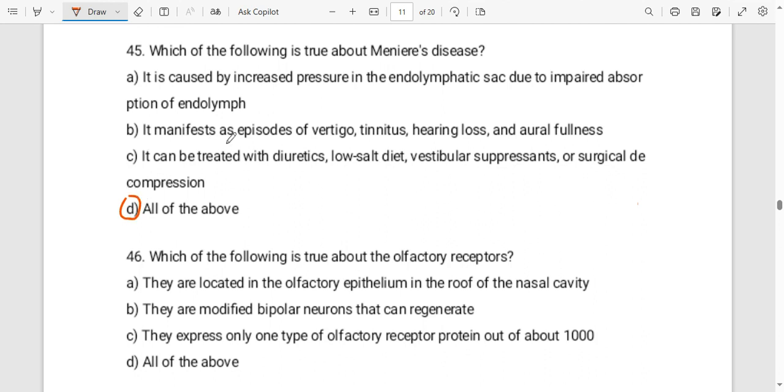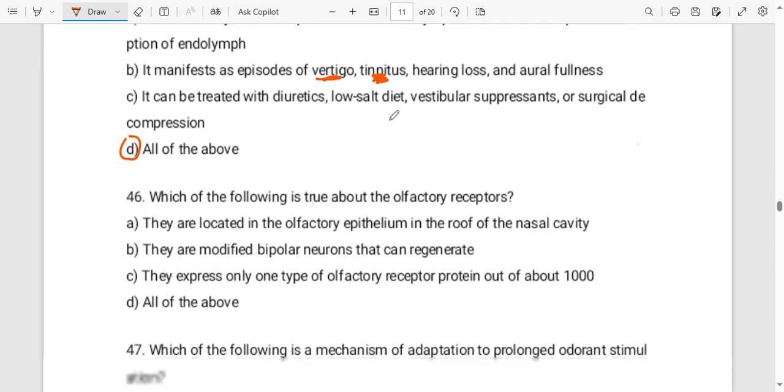So this is how they manifest when someone has got this disease. You feel like you are spinning, but then you are not really spinning, and then you are feeling ringing sensations in the ear, some hearing problems.